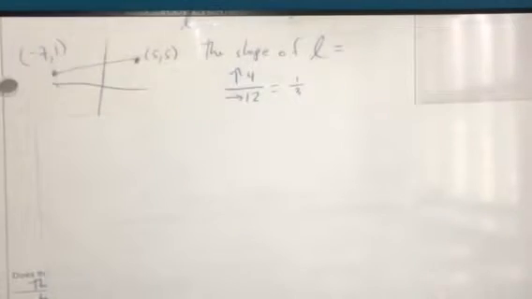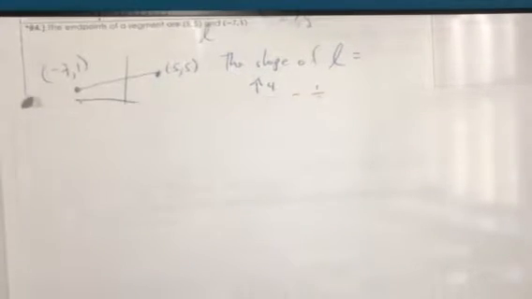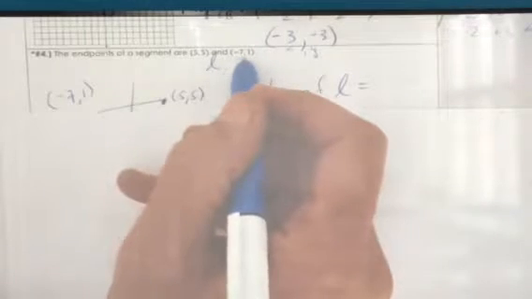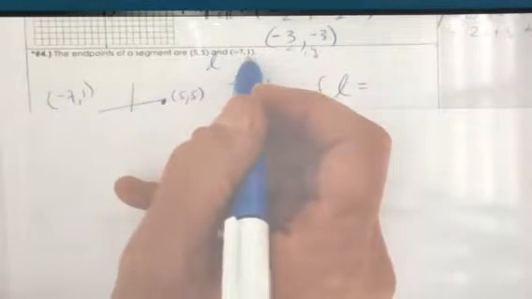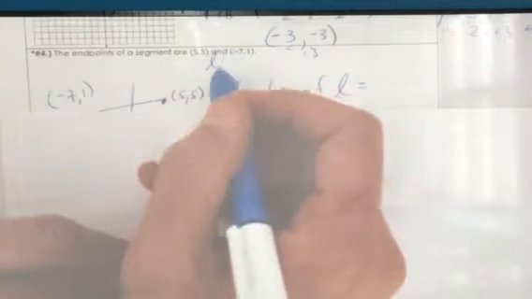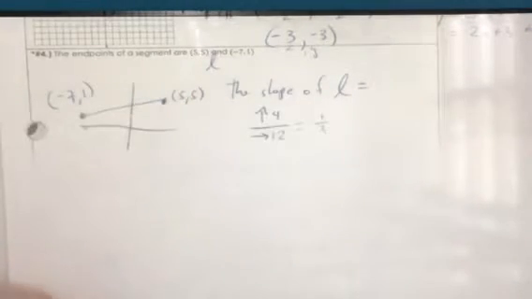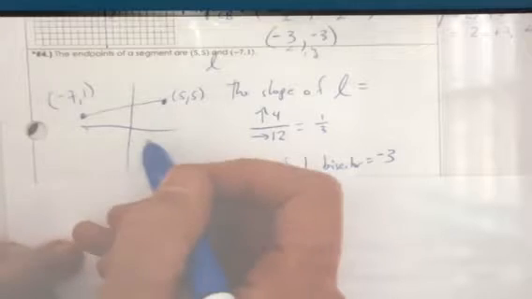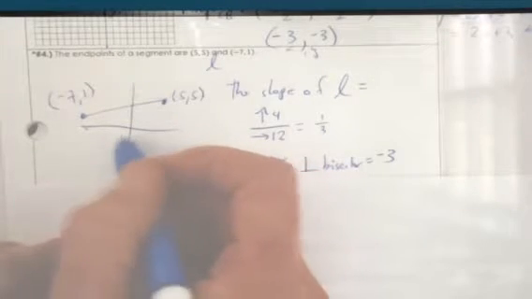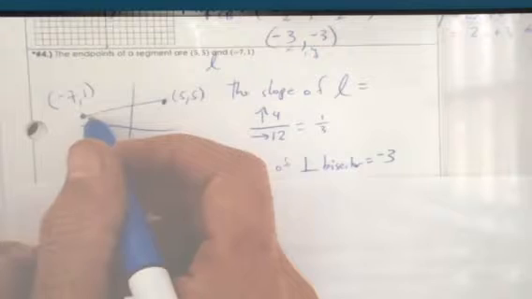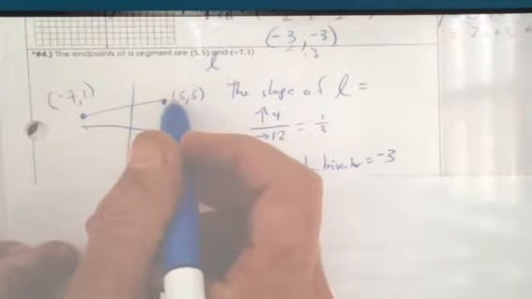Problem number 4. The endpoints of a segment are 5 comma 5 and negative 7 comma 1. And in this case there's no diagram, so we need to draw a diagram. And the line does not have a name, so I'm calling this line L. And there's a quick diagram, not the most beautiful, but you see negative 7, 1 as one endpoint and 5 comma 5 as the other endpoint.